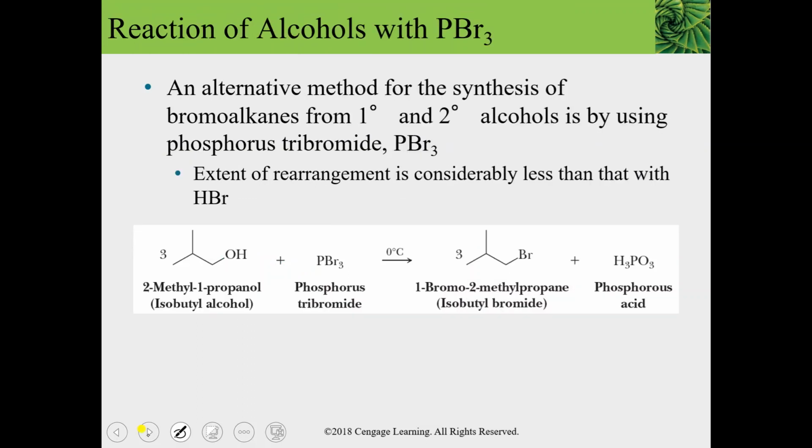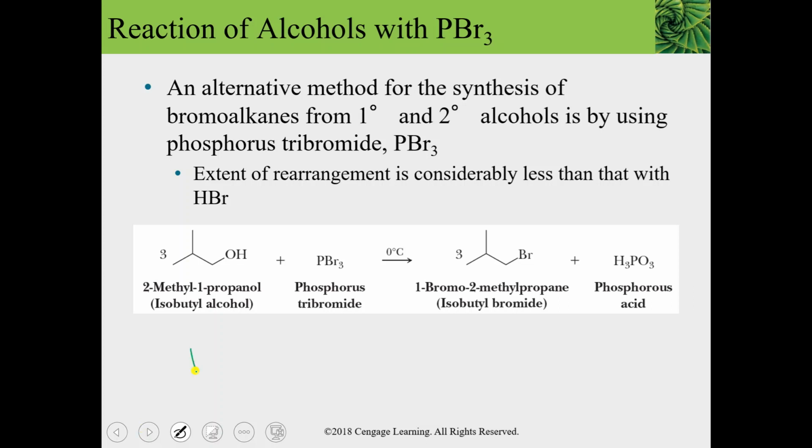So just an alternate method for what's going on, it basically has to do with what you're using. If you're using a very strong acid like HBr, HCl, HI, you are going to get that methyl shift. Or if it's a secondary, you'll get a hydride shift. But if we're looking at bromoalkanes from a primary and secondary alcohol, if we were to use phosphorus tribromide, rearrangement is much less. Okay, we have a much lower rate of rearrangement than if we used, for example, HBr.